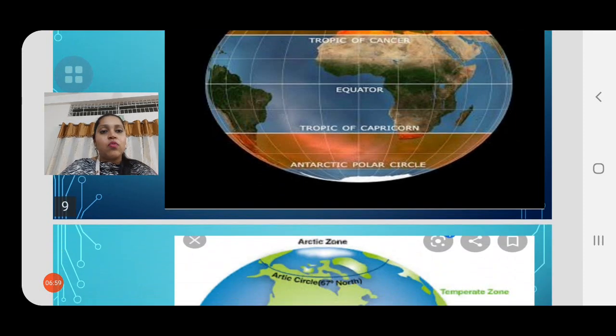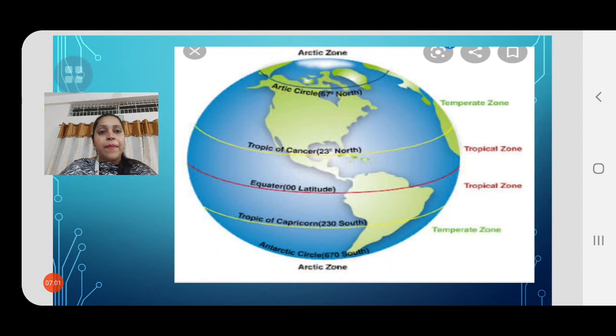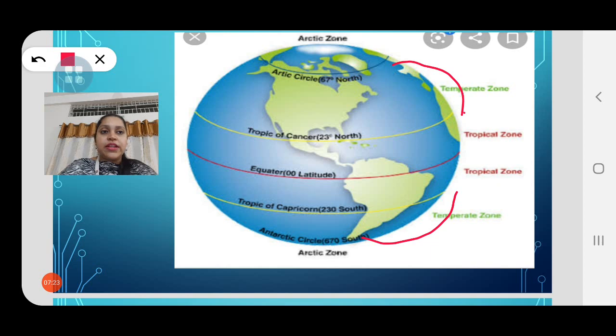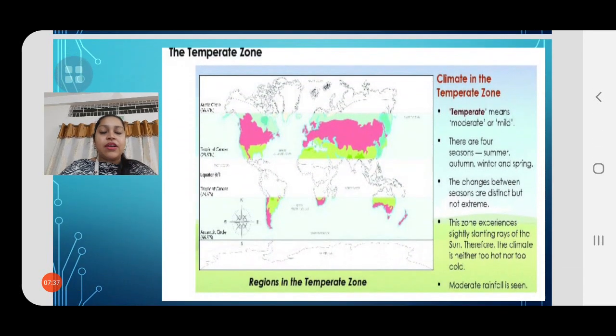Okay children, let's see one more climatic zone, temperate zone picture. And here also you can see, children, the temperate zone, from the Tropic of Cancer to the Arctic circle, and from the Tropic of Capricorn to the Antarctic circle. Children, this is the temperate zone, and this zone is the torrid zone, and this zone is the temperate zone.